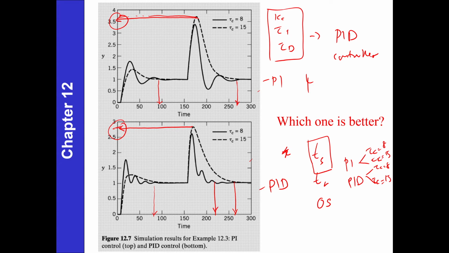And then, what else? We can see the oscillation. The oscillation for the PID controller is more, because we can measure the number of peaks. The number of peaks is higher compared to the PI controller.